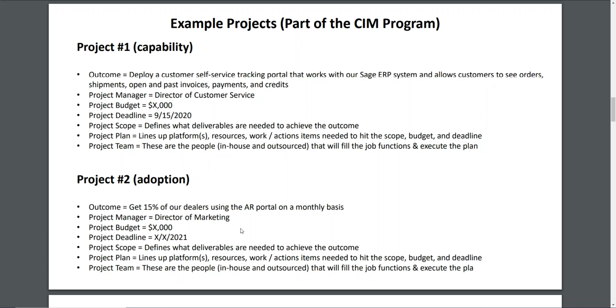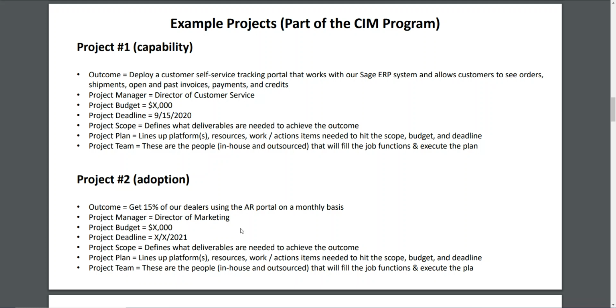So that might be one project. You might put your director of customer service as the project manager. The project manager is responsible for delivering that outcome within the budget and the deadline, and the outcome is the scope or the deliverables that are needed to achieve that outcome. That's the project scope. A project plan is someone basically lining up platform resources and all the actions or tasks that are going to hit the scope and the budget and the deadline. And the team are all the people, whether they're in-house or outsourced, that are going to fill the job functions.